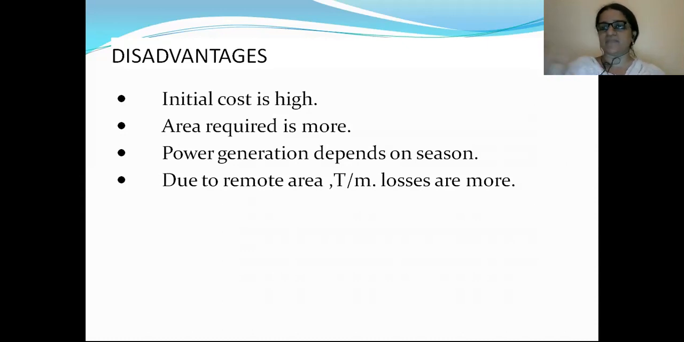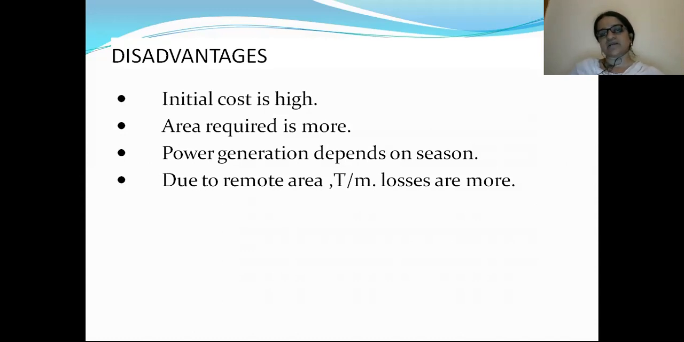10 years to come into operation. For the construction to finish and to come into operation, it takes a huge amount of time also. So definitely, the first disadvantage of a hydroelectric power station will be its initial cost only.